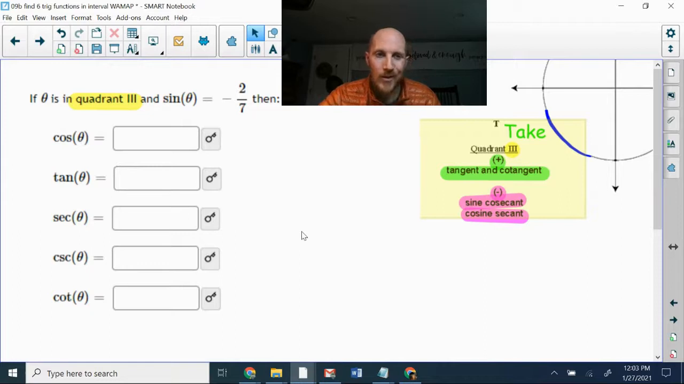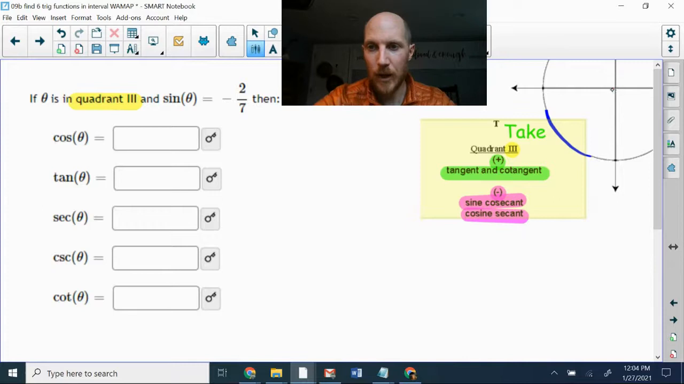If theta is in quadrant 3 and sine of theta equals -2/7, then evaluate the remaining trig functions. Okay, well, quadrant 3, right? That tells us a lot. We don't even have to do any work to figure out which quadrant we're in. It just straight up told us you're in quadrant 3. So I'm going to draw a reference triangle in quadrant 3. I know which quadrant I'm in, so I am ready to go ahead and start drawing.